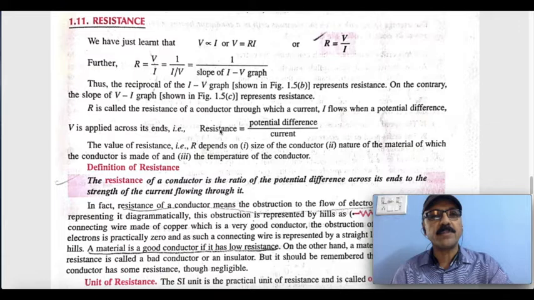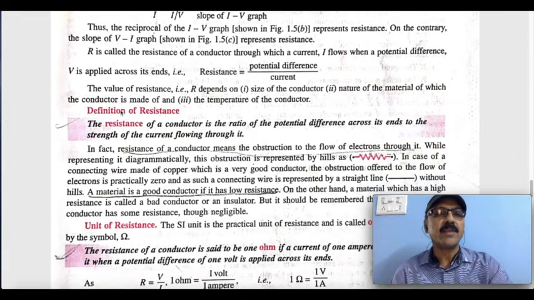The unit of resistance is ohm, the unit of potential difference is volt, and the unit of current is ampere. The value of resistance R depends on the size of the conductor, the nature of the material which the conductor is made of, and the temperature of the conductor. First, we define the resistance.